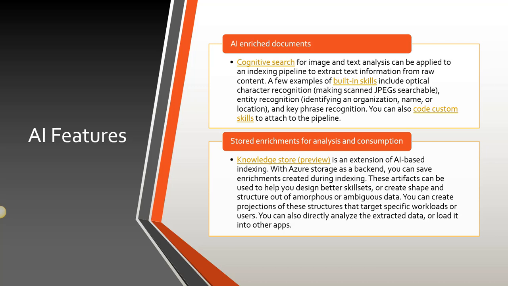AI features: we have cognitive search and knowledge store. Cognitive search is basically enriching the content with AI algorithms. If you want to index pictures, for example, with Cognitive Services from Azure, we can recognize what's inside the picture. We can recognize people, buildings, text via OCR. So we can connect Azure Cognitive Search with an external service to enrich the content that we want in the index. And knowledge store, that's in preview right now.